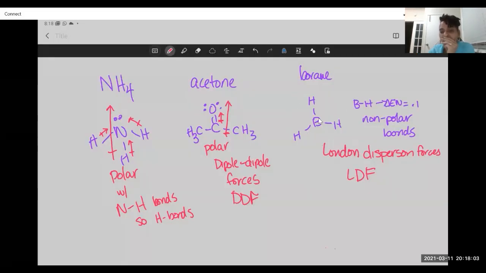And BH3, all of the bonds are nonpolar. Anyway, this is a symmetrical molecule, so the molecule is nonpolar, and we would end up with only dispersion forces for this.